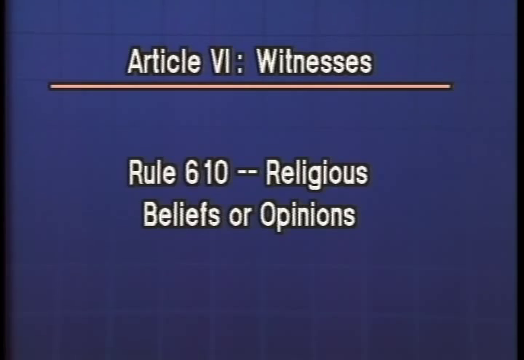Rule 610 simply eliminates religious beliefs as a ground for impeachment or, conversely, as a basis to enhance credibility. 610 just simply says that the evidence of a person's religious beliefs is not admissible for purposes of impeaching the witness or enhancing its credibility. Notice, however, that this rule does not eliminate religious belief as a basis for bias or prejudice if, in fact, it is relevant for that particular purpose.